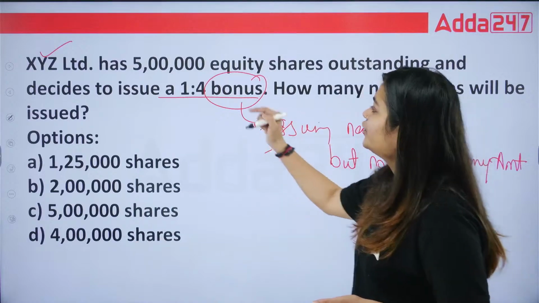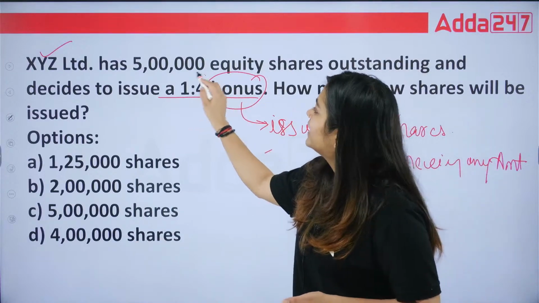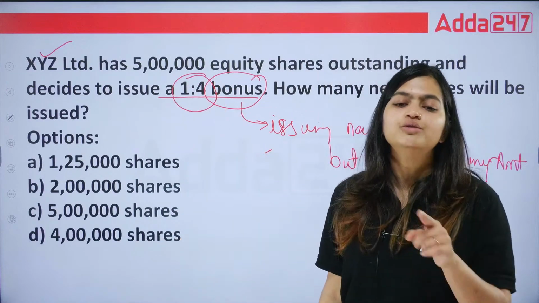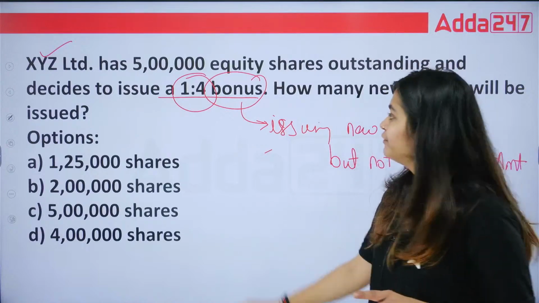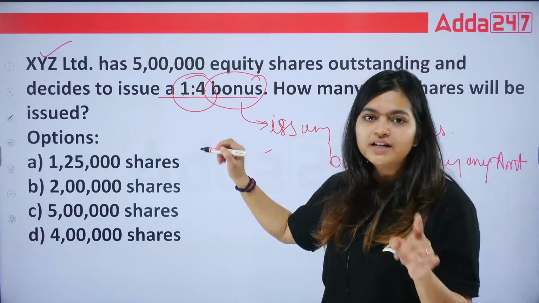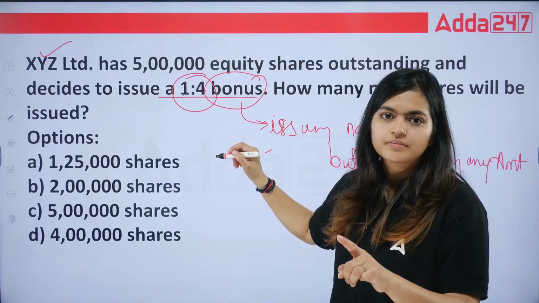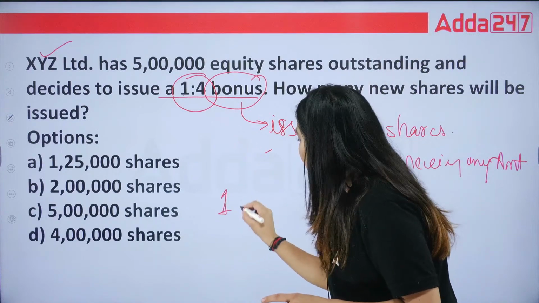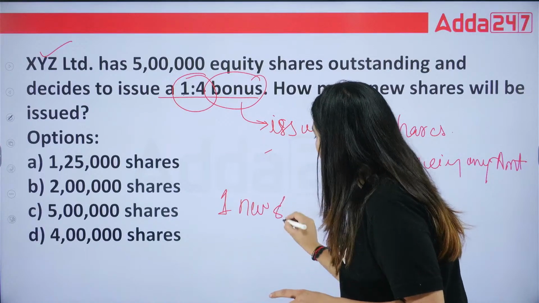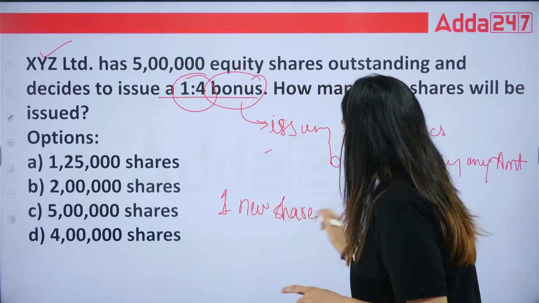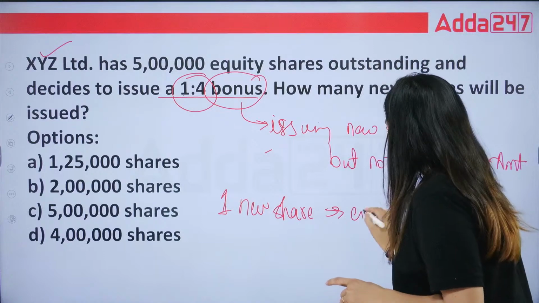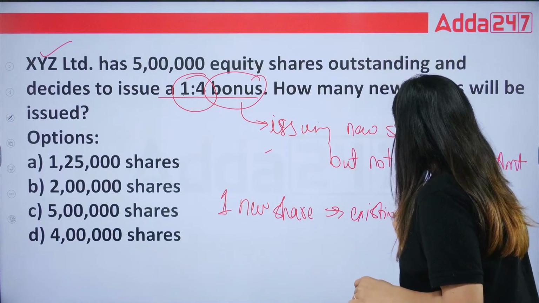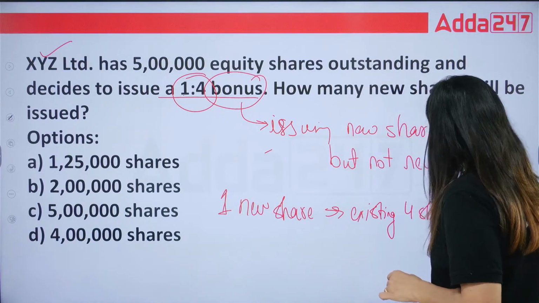So, how we are going to distribute the bonus shares? In the ratio of 1:4. We read this as 1:4. For every one new share will be issued for existing 4 shares.